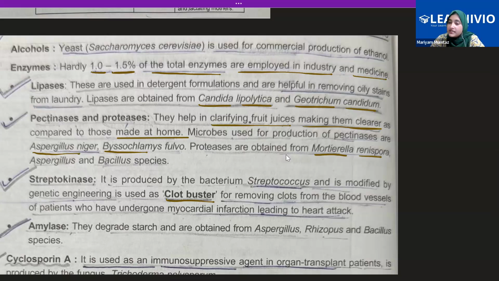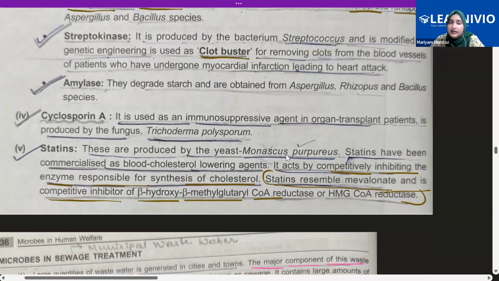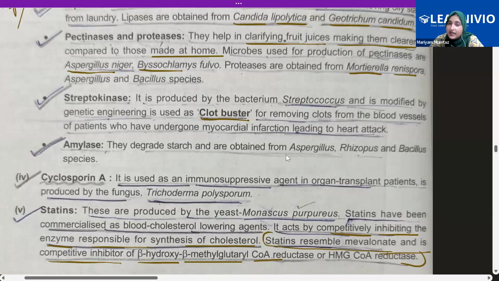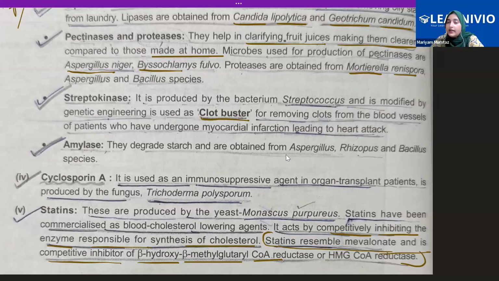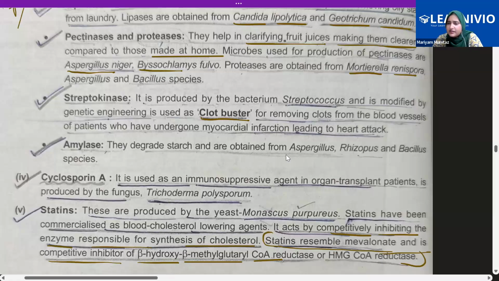Now, proteases are those enzymes that degrade proteins. Then, some other products that are made are streptokinase. Streptokinase is produced by the bacterium called Streptococcus. And you people know that people that have undergone a heart attack, or that are at risk of a heart attack, have some sort of clot in their blood vessels, isn't it? So this enzyme, streptokinase, which is made by Streptococcus bacterium, is very helpful in removing the clot from the blood vessels, like arteries and veins.